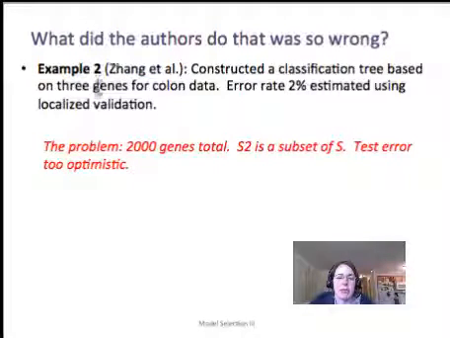Here's another example. Zhang et al. constructed a classification tree, which we're going to talk about next week, based on 3 genes for colon data. The error rate is 2% using local validation. The problem is there's 2,000 genes total, and again, S2 is a subset of S. So the test set has already seen the training data. The test error is too optimistic.